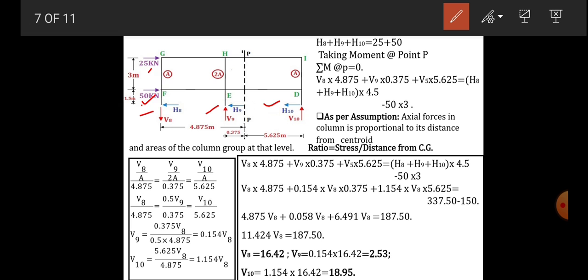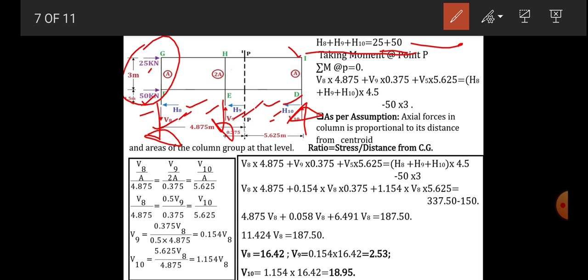Now let's call these shear forces H8, H9 and H10, and these are the axial forces V8, V9. Let's take V8 and V9 downward, both in a downward direction, and V10 in upward direction. And shear forces we have taken in the opposite direction of these external forces. So if we do the summation of horizontal forces, it will be H8 plus H9 plus H10 equal to 25 plus 50 kilonewton. So that is one equation.